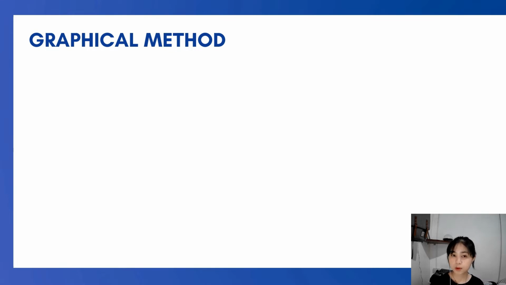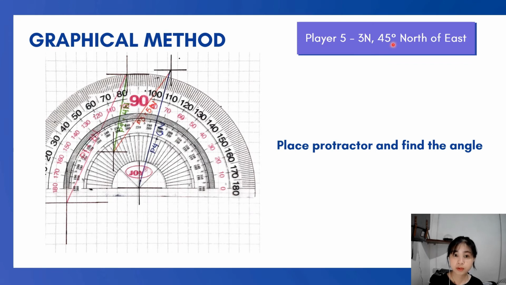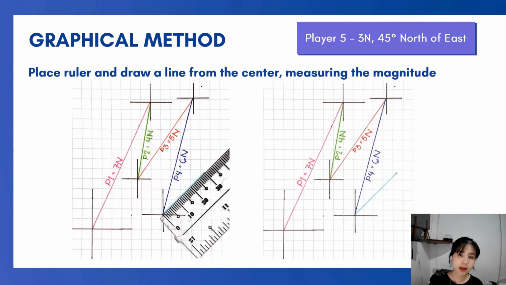And lastly, for our final vector, this time the angle is 45 degrees north of east. So we'll be placing our protractor horizontally, since north of east goes from this direction to here. And we just plot out where 45 degrees is, which is over here. And once we plotted out our point, we just draw another line that measures 3 centimeters.